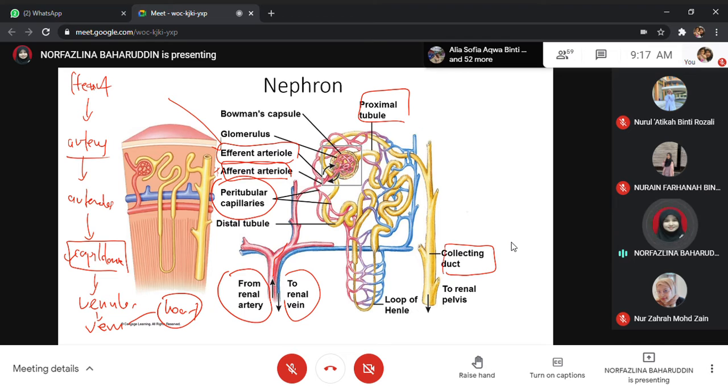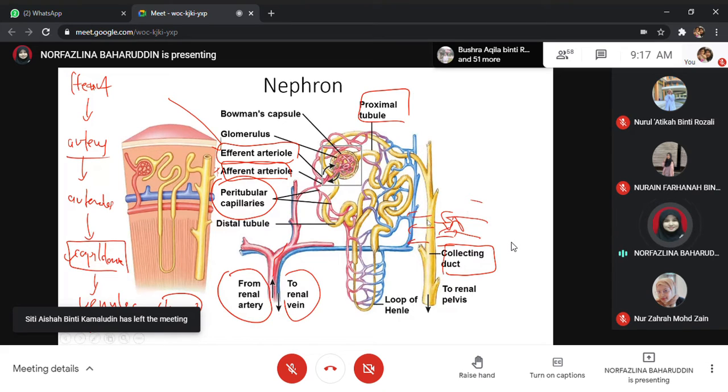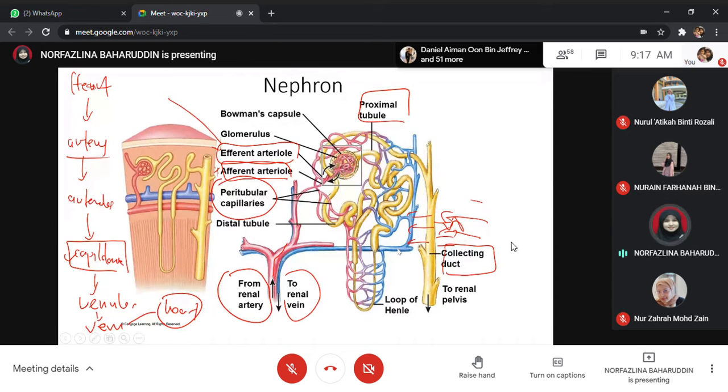Okay, let's say lepas ni, badan you dehydrated, less water. Hari ni tak minum air. So apa berlaku? Dekat sini akan lagi banyak water will be reabsorbed. Maksudnya, dia akan reabsorb by our capillaries dekat sini untuk conserve water. Kalau banyak sangat then dia akan keluar ikut sini, collecting duct.